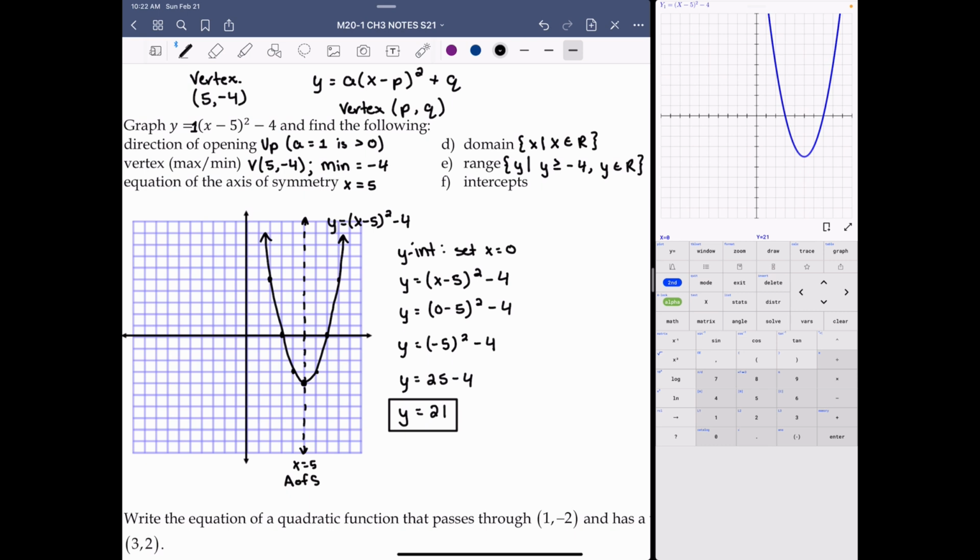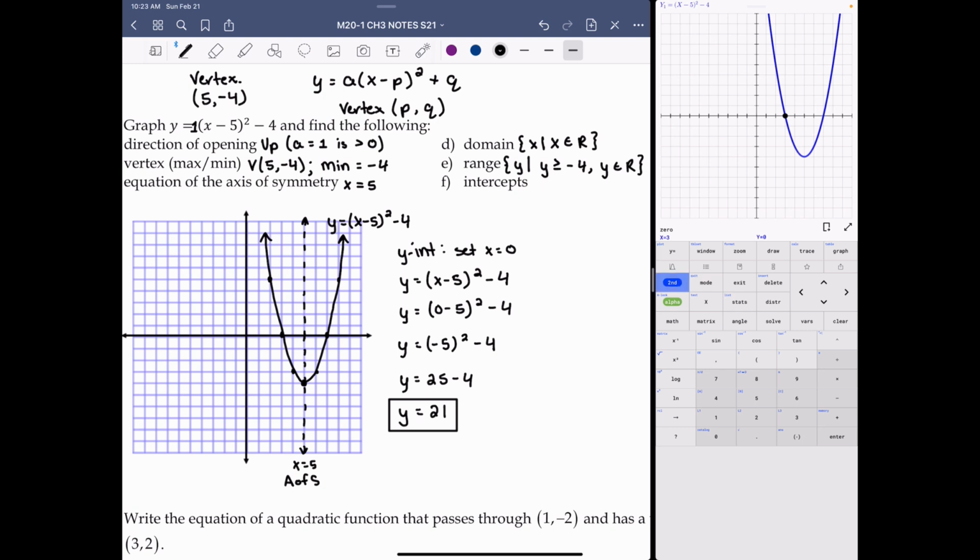X-intercepts, we saw from the table, they were 3 and 7. We can also find them from the graph. Second trace, number 2, and then we have to go left bound, right bound. So we have to do this twice, remember? I'm going to do the x-intercept that's over here first, so left of that x-intercept would be above it. Hit enter. Right of that x-intercept would be this section below. Hit enter. Probably hit enter again, and it's at x equals 3.